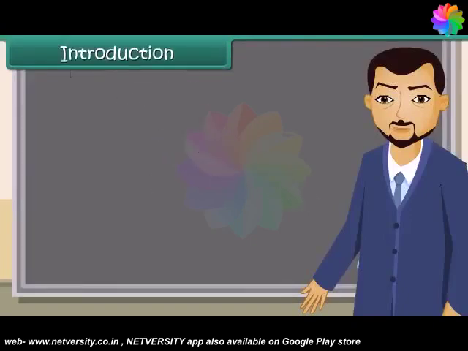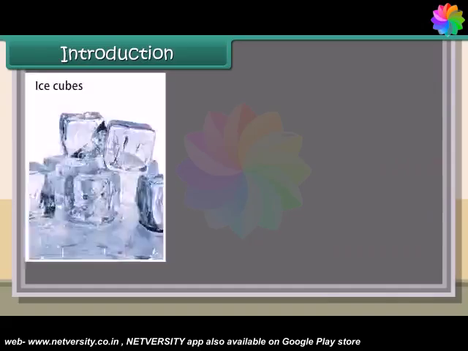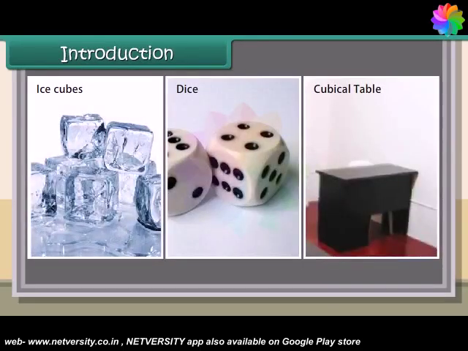Introduction. In our day-to-day life, we are using cubes often. For example, cube is a solid figure. We can find the volume of cube using a mathematical formula. It is commonly used in our day-to-day life.